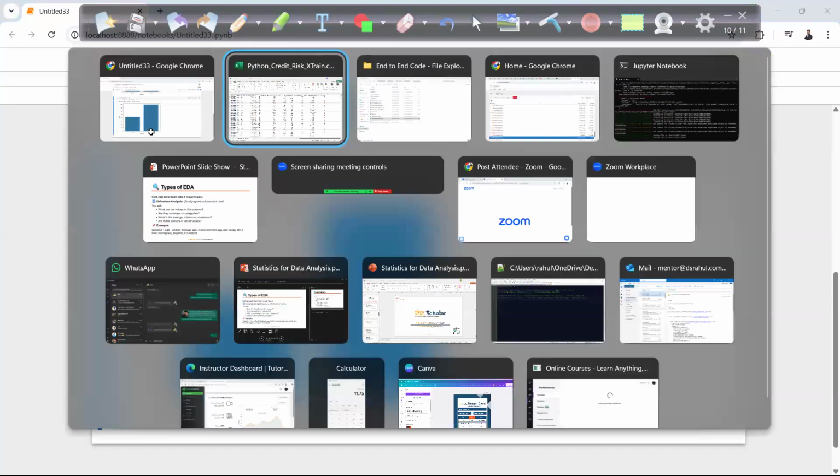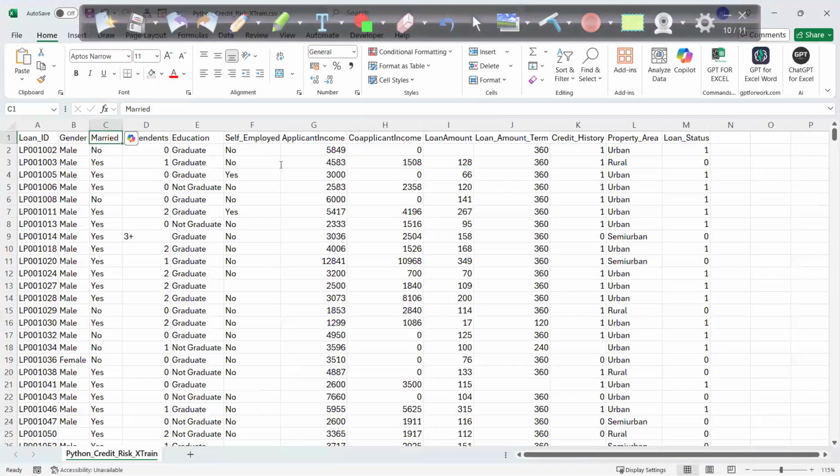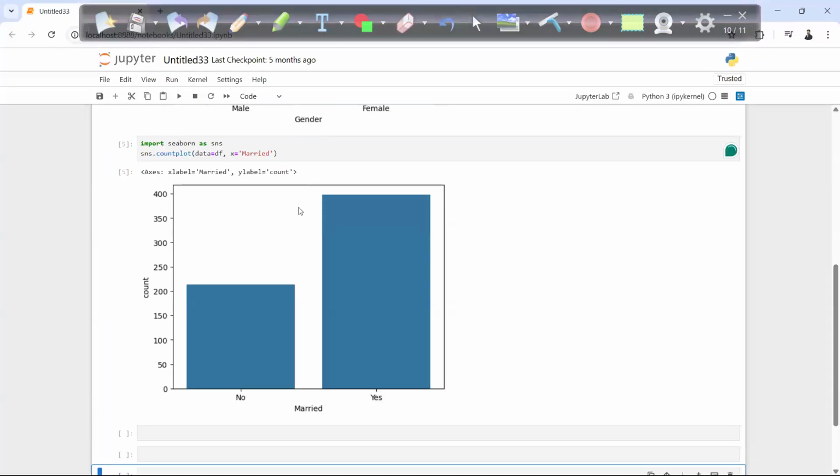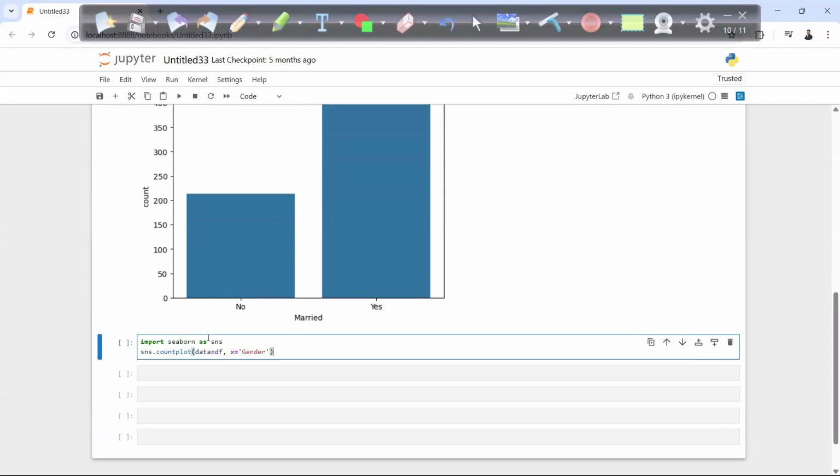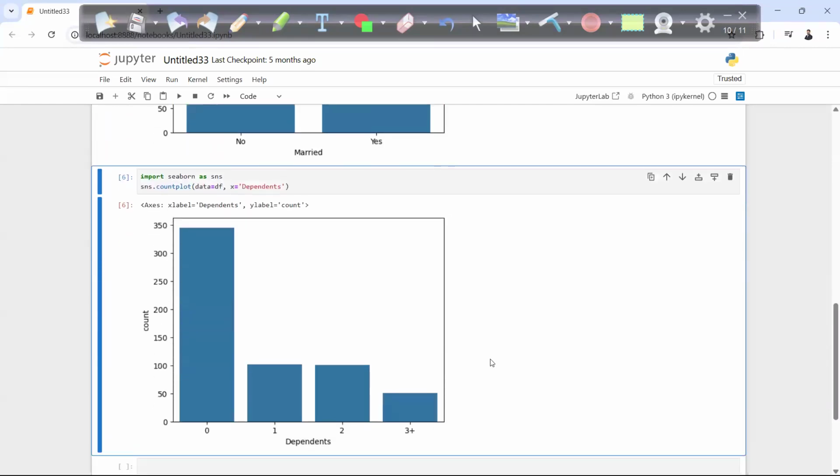Let's take another column, that is dependents. So let's go and select this column again and put the dependents. And here you can see the chart again coming in, and I can see that the majority of my customers have zero dependents, right?